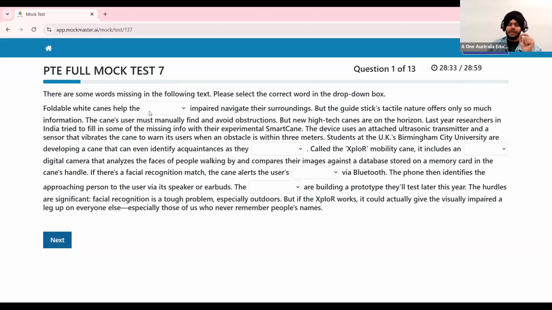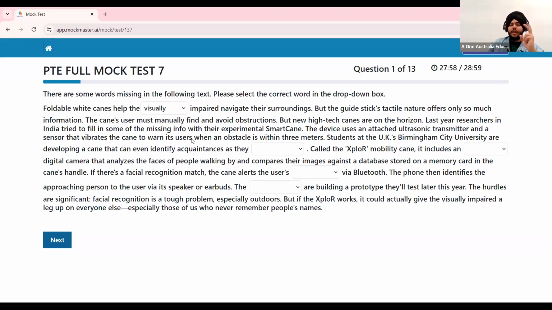I just read some words around the blank and try to figure out my answer. If I can't understand by reading a little bit, then I expand my reading area. So here, foldable white canes, the white sticks, help the dash impaired navigate their surroundings. So there are foldable white sticks that are helping someone who is impaired to basically navigate their surroundings, to go around. So it would be visually impaired. I'll not even focus on the other words. If visually is making sense for me, I'll just choose that.